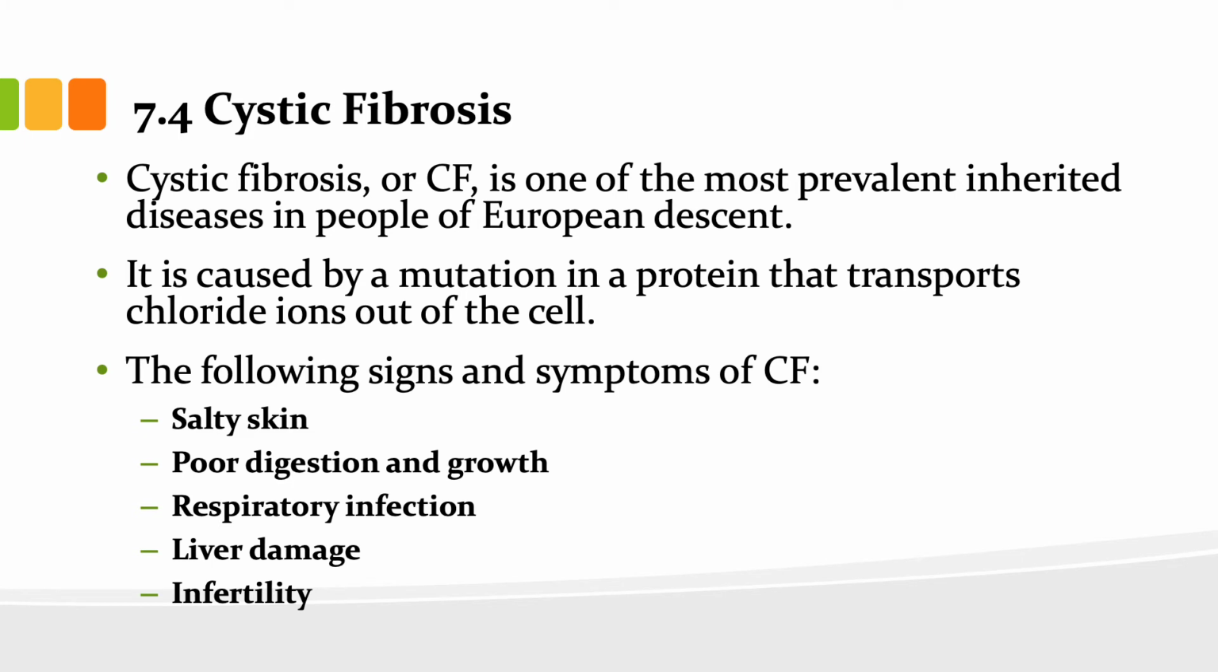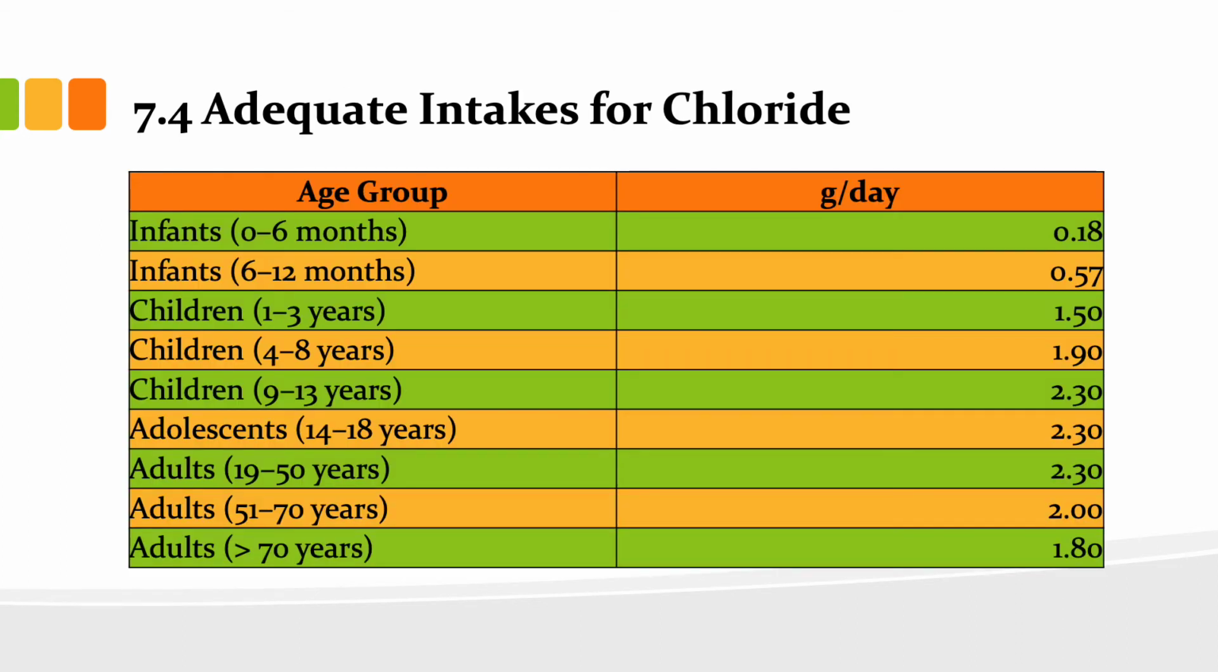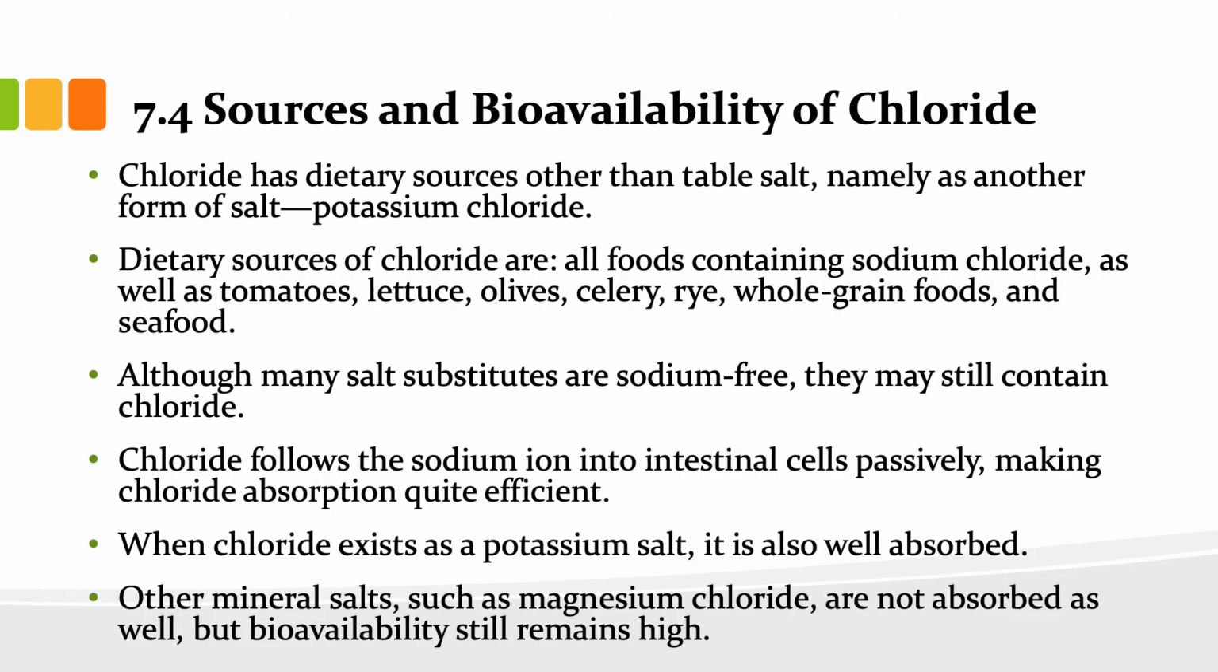Cystic fibrosis is one of the most prevalent inherited diseases in people of European descent. It's caused by a mutation in a protein that transports chloride ions out of the cell. The signs and symptoms of cystic fibrosis include salty skin, poor digestion and growth, respiratory infection, liver damage, and infertility. Please review the next couple of slides for adequate intakes for chloride and chloride sources. Other than from table salt, chloride can be obtained by eating foods such as tomatoes, lettuces, olives, celery, rye, whole grain foods, and seafoods.